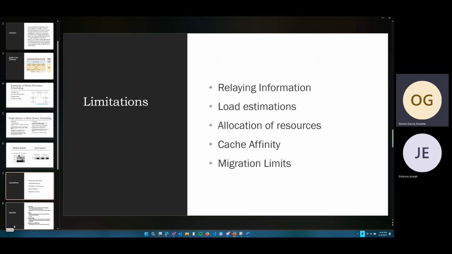Cache affinity happens when a process is run on one CPU and goes to another CPU, and then there's a loss in performance. It's faster for it to run on the same CPU. Migration limits: sometimes limits are set on how much you can move a process. So if you move it too much, then you can no longer move it, and that would cause an increase in time.